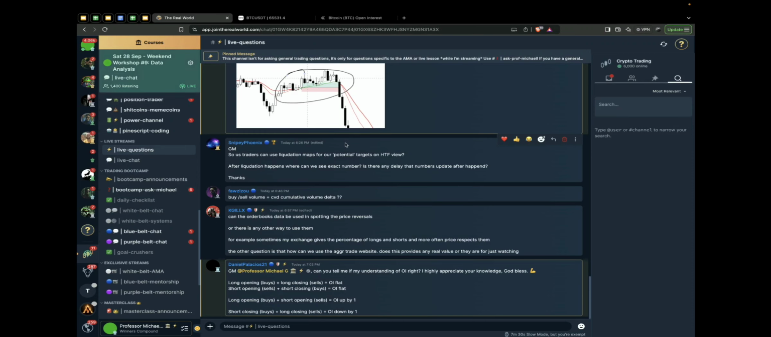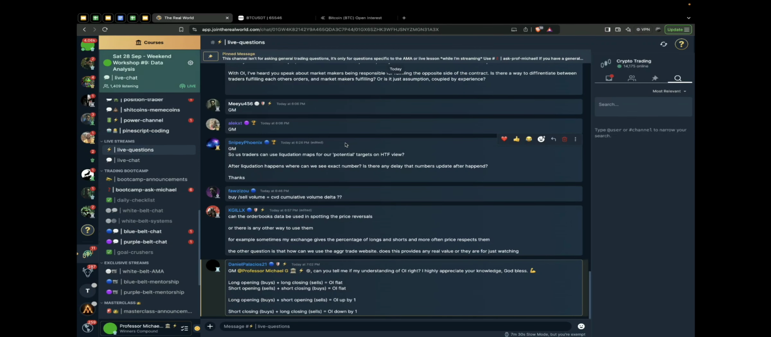Can you use liquidation maps for your potential targets in high time frame view? I mean, if you want to. All it really shows is it puts a heat map above the areas that we would know anyway as traders. The heat map will always cluster the highest areas of liquidations at highs and lows on significant time frames. Daily highs and lows, weekly highs and lows, swing highs, swing lows, right? So you could use it.